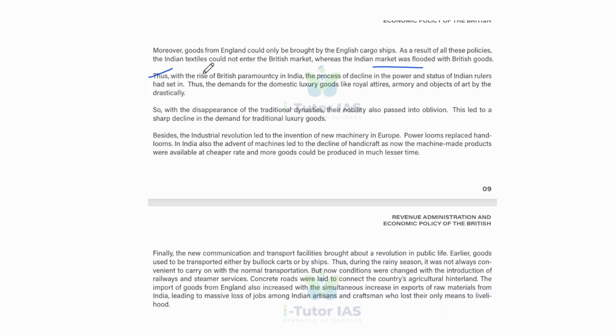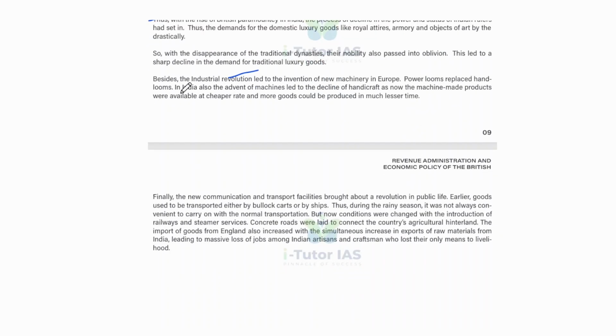And so, with the disappearance of the traditional dynasties, their nobility also passed into oblivion, and this led to a sharp decline in the demand for traditional luxury goods. And besides, the Industrial Revolution led to the invention of new machinery in Europe, and power looms replaced hand looms. And in India also, the advent of machines led to the decline of handicraft, as now machine made products were available at a cheaper rate and more goods could be produced in much lesser time.